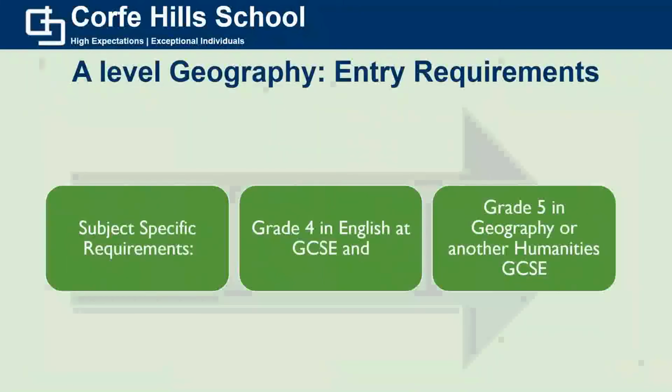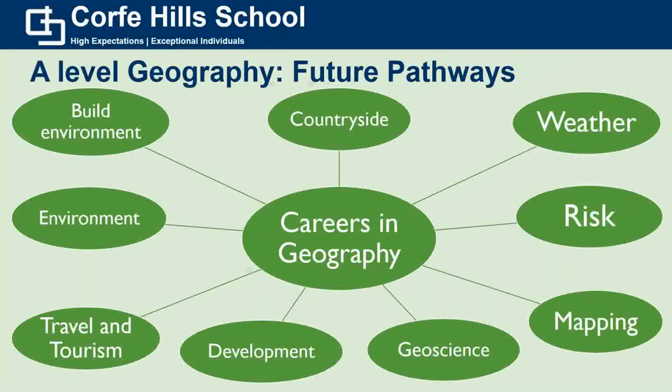And moving on from that, we've got specific requirements. So we need to have a GCSE grade 4 in English, and then we ask for geography or any other humanities subject at a grade 5. So you don't have to partake in geography at GCSE. It's probably easier if you have done, but if you haven't, it doesn't matter. We can get you up to speed with doing that. So there you go. And then we talk about pathways for the future.